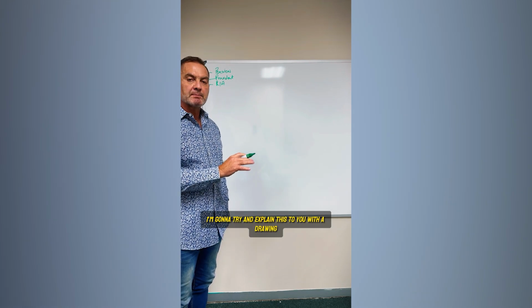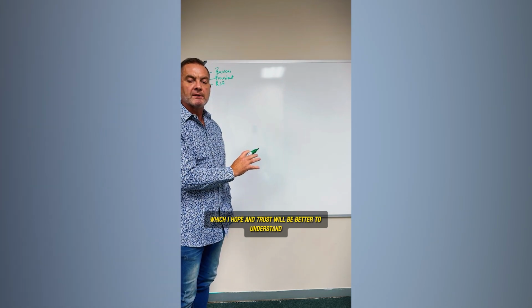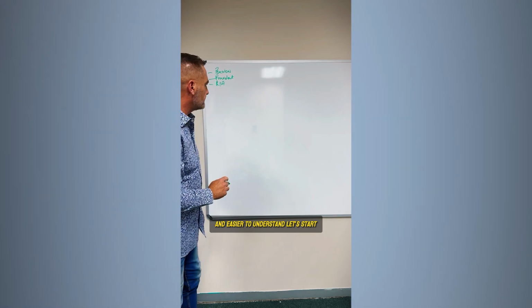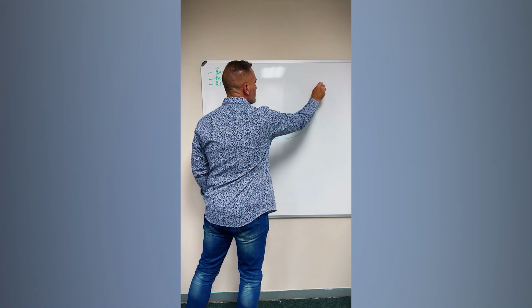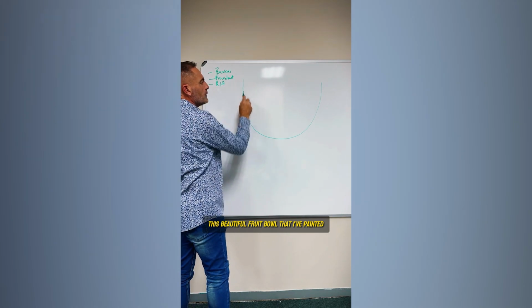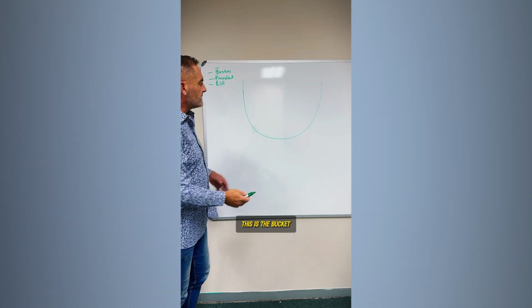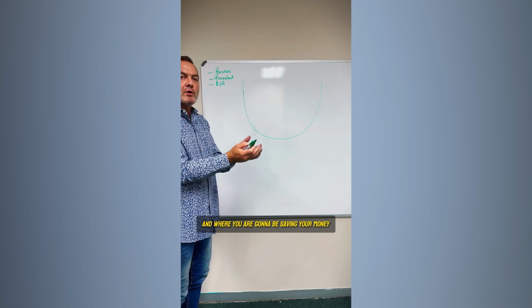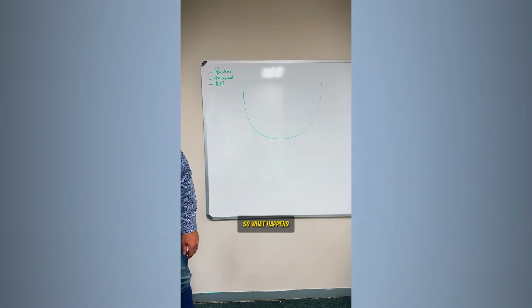So I'm going to try and explain this to you with a drawing which I hope and trust will be better to understand and easier to understand. Let's start. So let's imagine this beautiful fruit bowl that I've painted here is your pension fund. This is the bucket in which all your funds are going to lie and where you are going to be saving your money. So what happens?